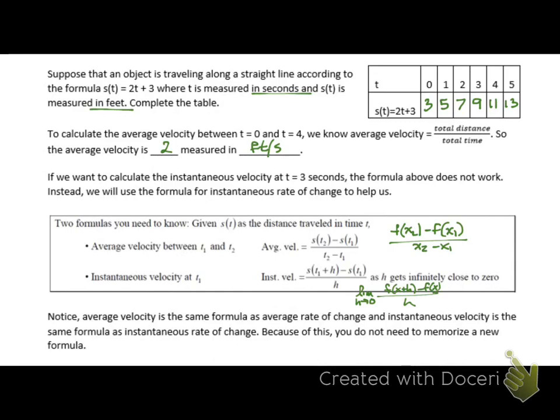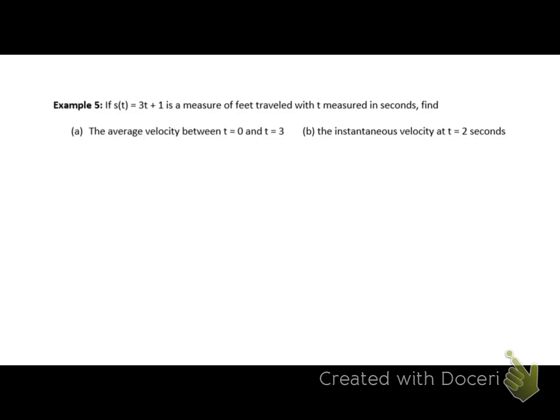So now I'm going to do the example. It's just a real-world application. If S of t equals 3t plus 1 is a measure of feet traveled with t measured in seconds, find the average velocity and the instantaneous velocity. Notice this time it doesn't ask for the equation of the tangent line, but it would be very easy to come up with it on the spot after finding these two things. To find the average velocity, we would find S of 3 minus S of 0 over 3 minus 0, or f of 3 minus f of 0 over 3 minus 0. I'm using s because our function is named s.